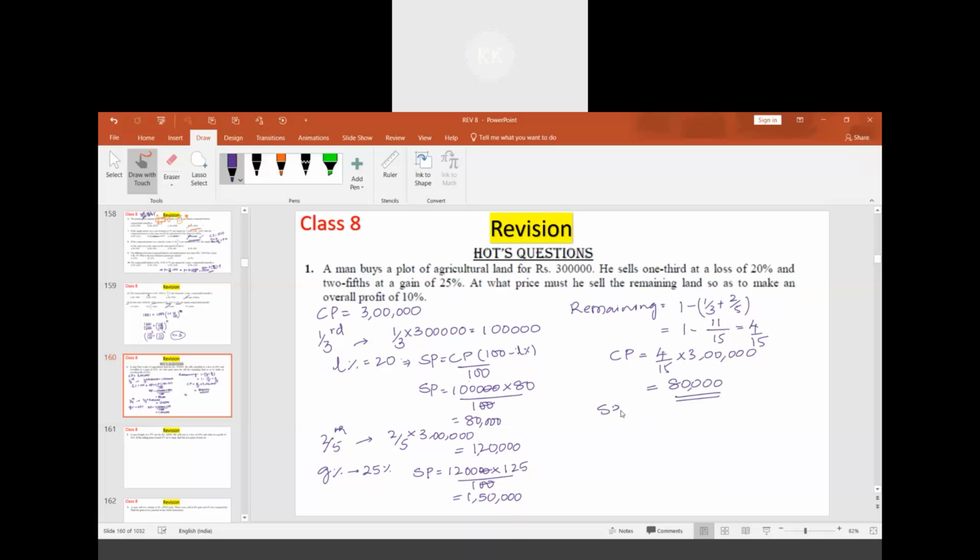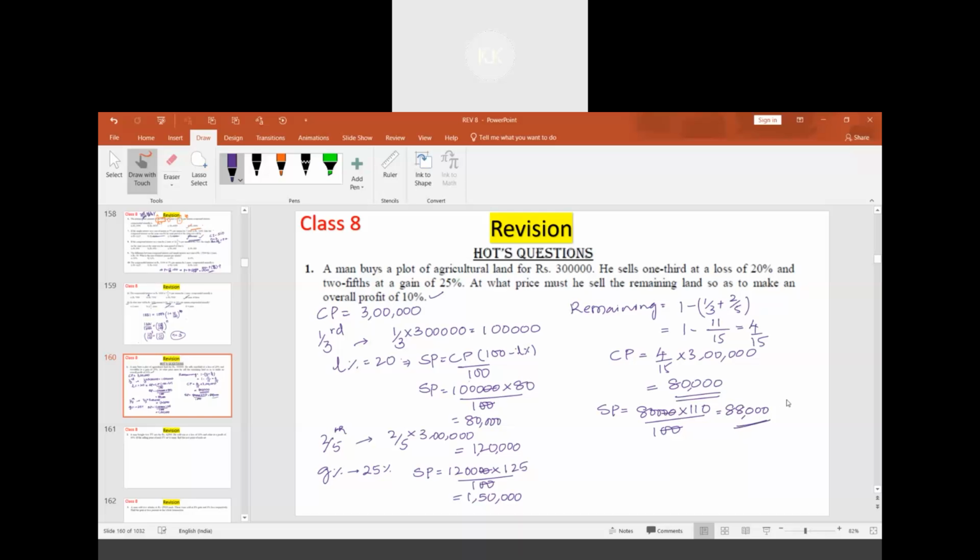So we can find the selling price of the remaining land. They have given that the profit is 10%, so 110 by 100. 80,000 into 110 divided by 100. Two zeros cancel, giving 88 followed by 3 zeros. 88,000.